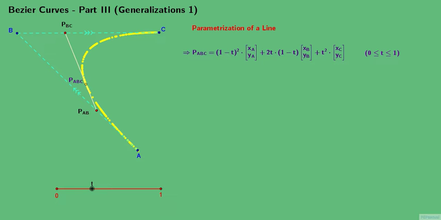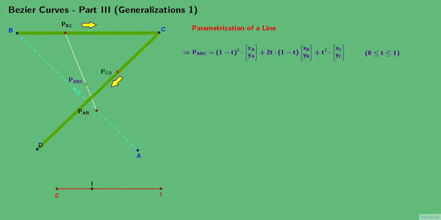We extend this idea to include a fourth point D. The new Bezier curve will still start out at A, move towards B, and then towards C, and then towards D. Like we did with P sub ABC, we will generate a Bezier curve, this time using the 3 points B, C, and D. This Bezier curve will start out at B, move towards C, and then towards D.